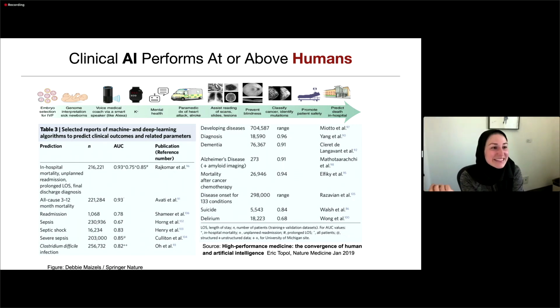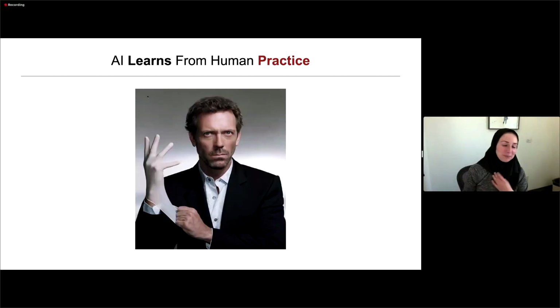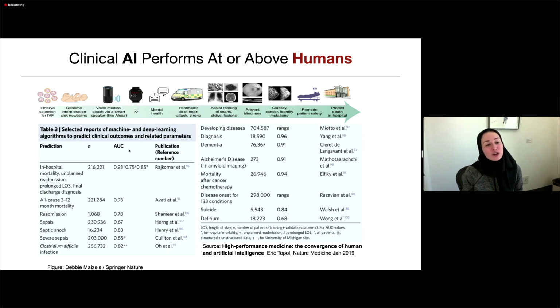But I want you to look at two things in this beautiful table, because we have doctors that are actually making these decisions. I want you to look at the N and the AUC. N is reported to be anywhere from a few hundred to several 100,000. And AUC is often reported as a single number.